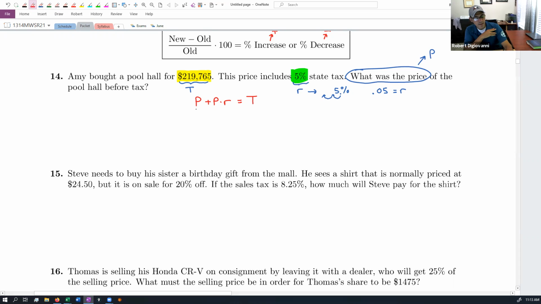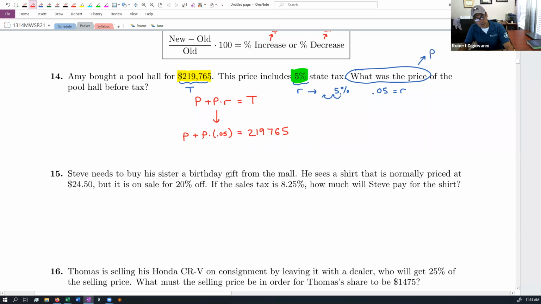I'm going to rewrite the equation. Okay, here we go. P, I don't know what P is, plus P times the rate. I do know the rate is 0.05. That must equal the total, which I know is $219,765. So we want to try and solve this for P.